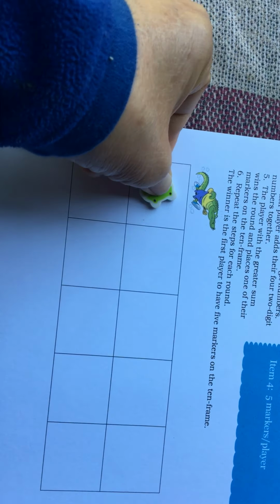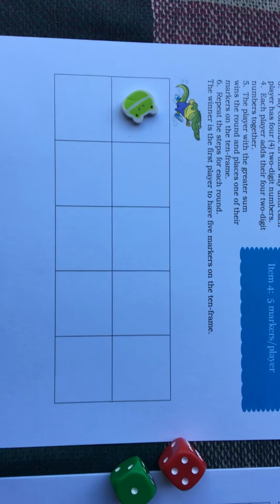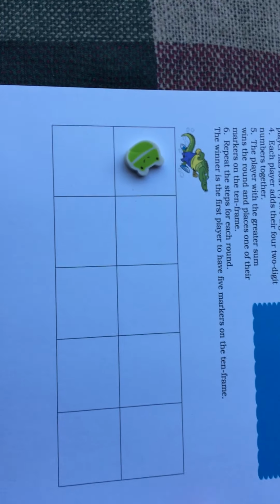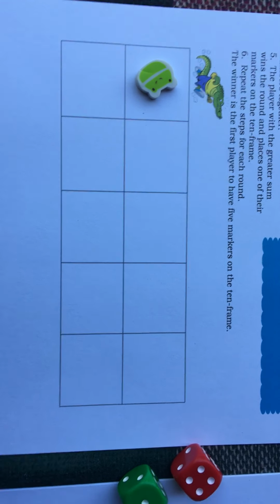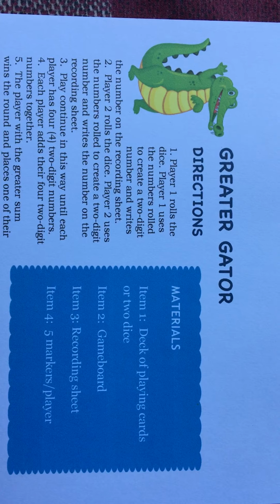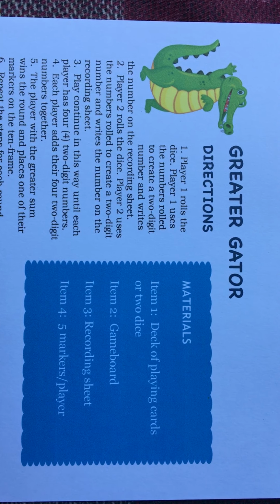And so on our game board here, player 2 would get to put down one of their markers in the 10 frame. So we would continue playing this game back and forth until one player had five markers in the 10 frame. Okay? So the name of this game is Greater Gator. Enjoy and have a lot of fun building those bigger numbers.